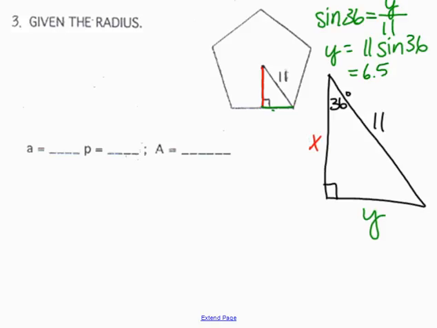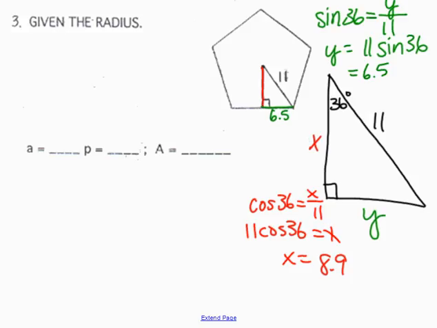So I know that this little piece right here is 6.5. I also need to figure out the apothem. So I'm going to do the cosine of 36. The cosine of 36 equals x over the hypotenuse. So I'm going to end up with 11 cosine 36 equals x, and that equals 8.9. That's our apothem, 8.9.